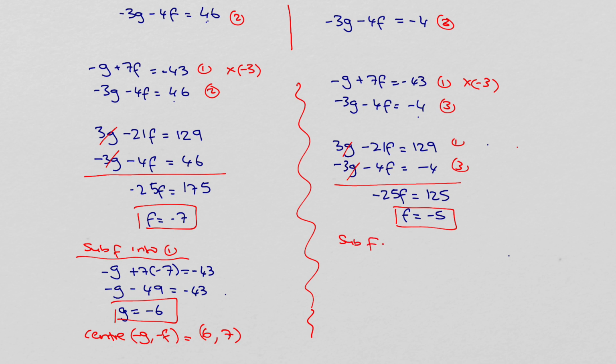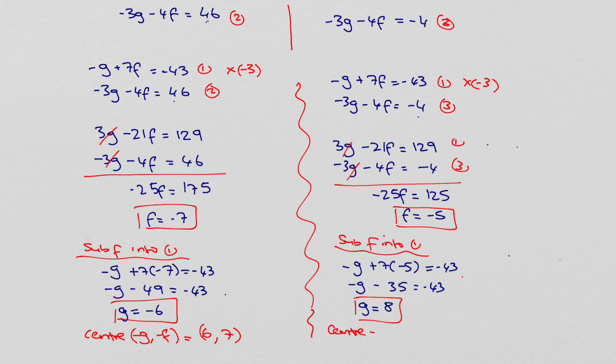And if I sub f into 1, then I get minus g plus 7 times minus 5 equals minus 43. So minus g minus 35 equals minus 43. And therefore g is equal to 8. So that means my centre for the other circle, minus g minus f, is equal to minus 8, 5.